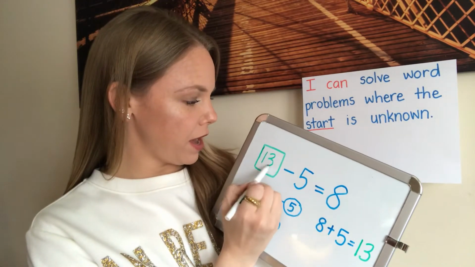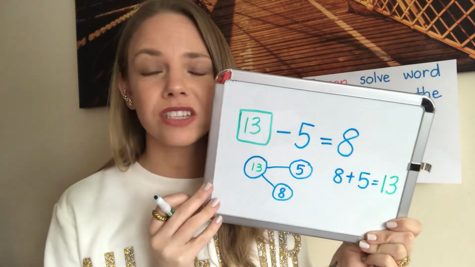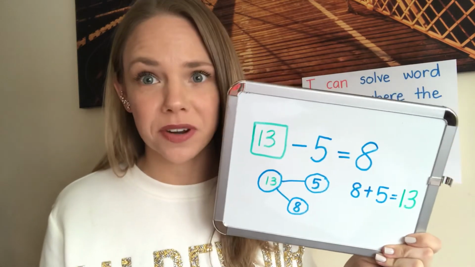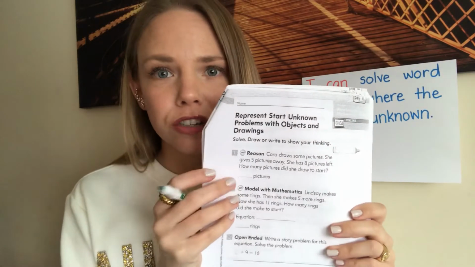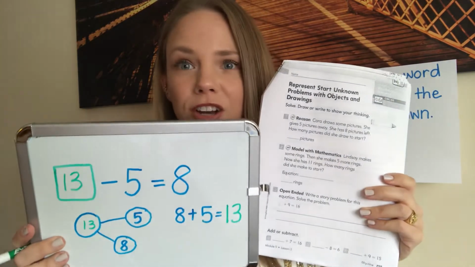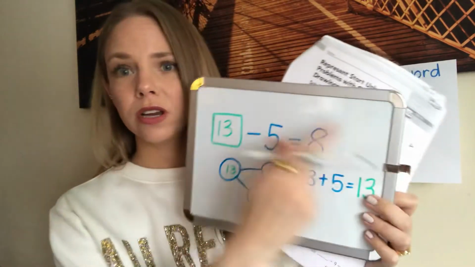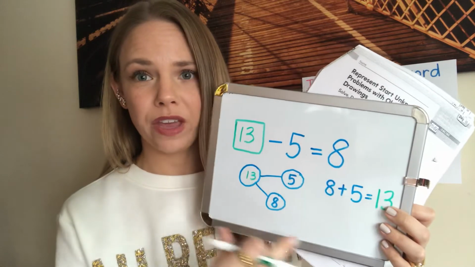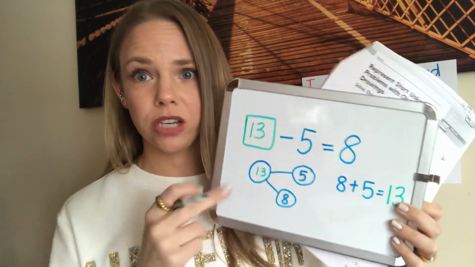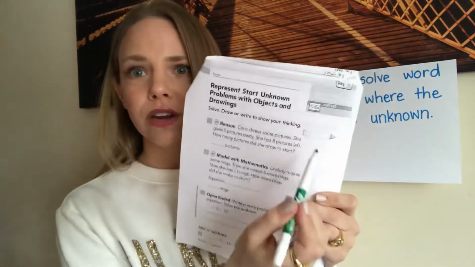So now I have my missing number, or my missing start, or my start unknown. And now we know the answer to number 1. How many pictures did she start with? She started with 13. And I would put all of this work where I'm showing my mathematical thinking, because I'm a good mathematician, I would show all of this right over here on the side. And then this is where I write my answer, which we just solved was 13 pictures.